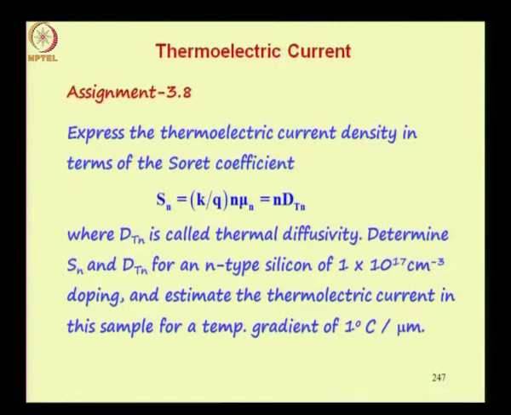Here is an assignment before we close the lecture. Express the thermoelectric current density in terms of the Soret coefficient Sn equal to k by q into carrier concentration n into mobility equal to carrier concentration into the thermal diffusivity. So dTn is called the thermal diffusivity. Determine Sn and dTn for an n-type silicon of 10 power 17 per centimeter cube doping, and estimate the thermoelectric current in this sample for a temperature gradient of 1 degree centigrade per micron.